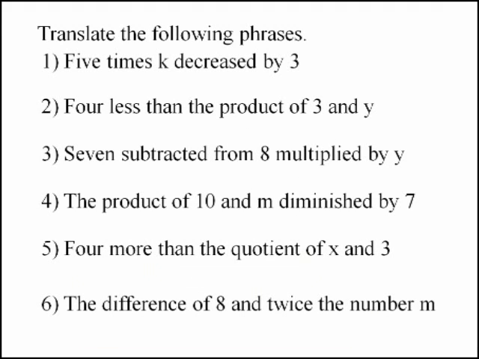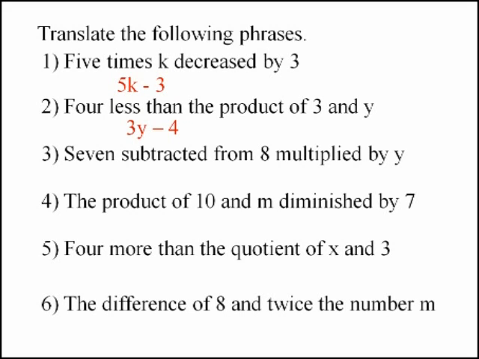Let's now translate the following phrases. 5 times k decreased by 3 would be 5k minus 3. 4 less than the product of 3 and y. You're going to take 4 away from 3y. That's going to be 3y minus 4. See how less than is backwards?